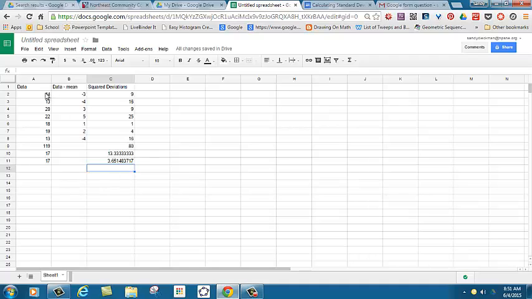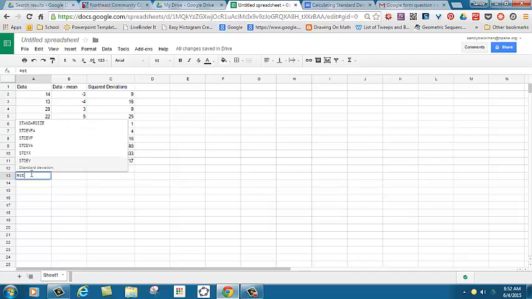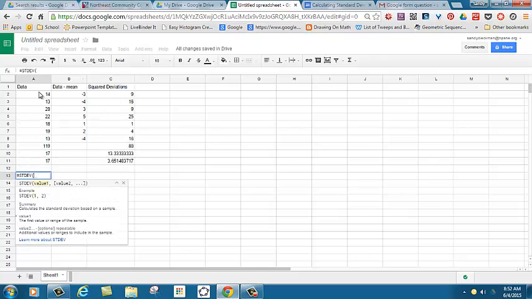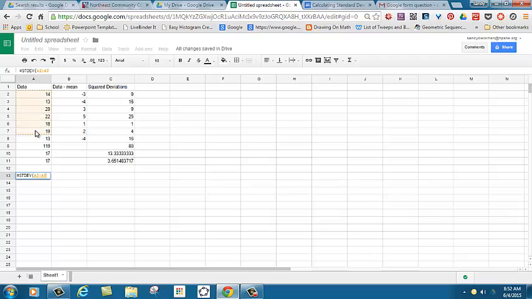Okay. The other thing you can do is try typing in standard deviation. So I'll just go to a blank cell here and equals, and let's see, standard deviation in Google Sheets is STDEV, so I'll click on that, and then I'll highlight these numbers that I'm trying to find the standard deviation of, and you notice that it gives me the exact same answer here.